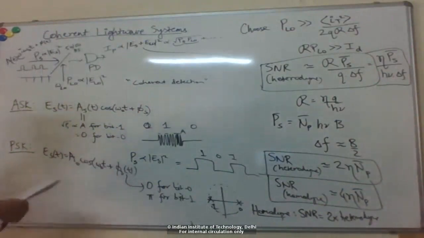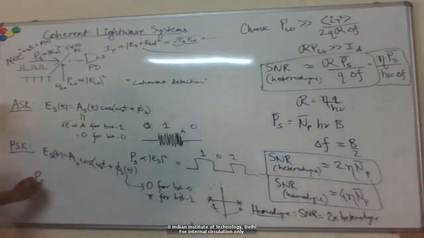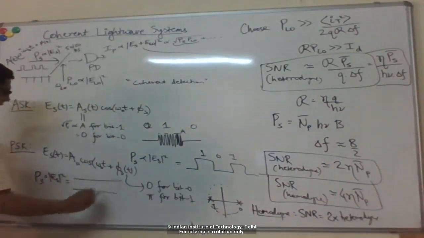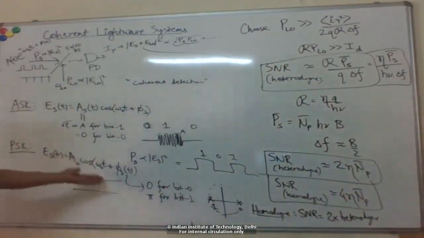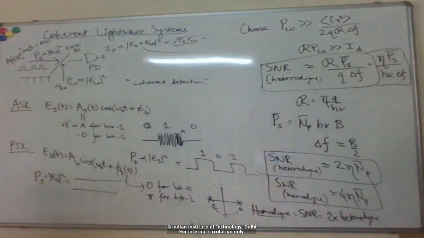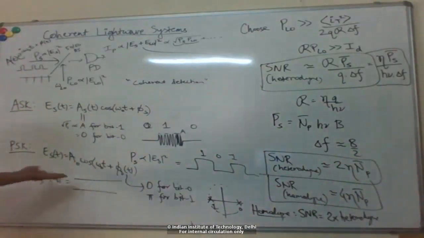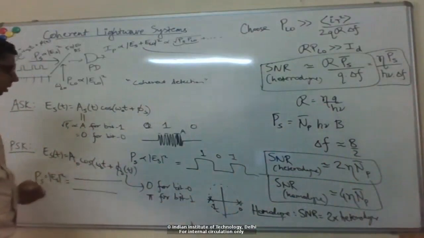So if I look at the power of the amplitude, that's actually constant, right? So for this, of course, with direct detection I cannot recover the information because the intensity is constant.